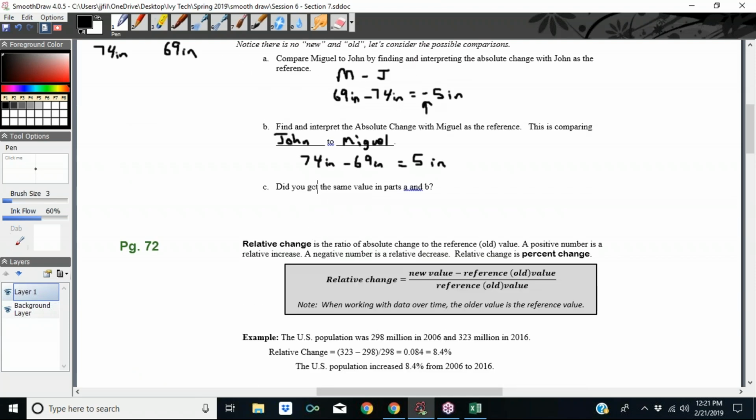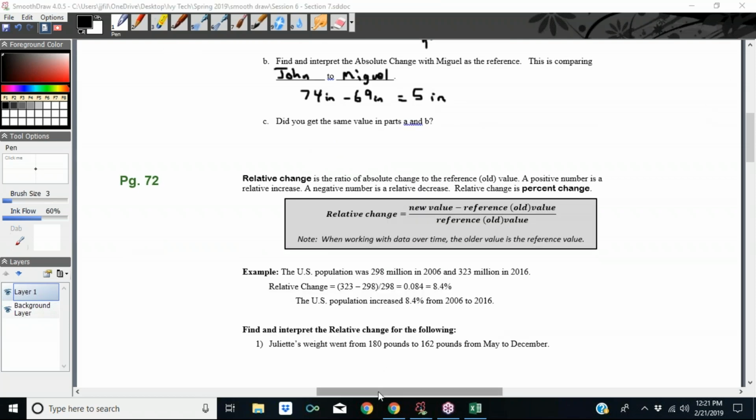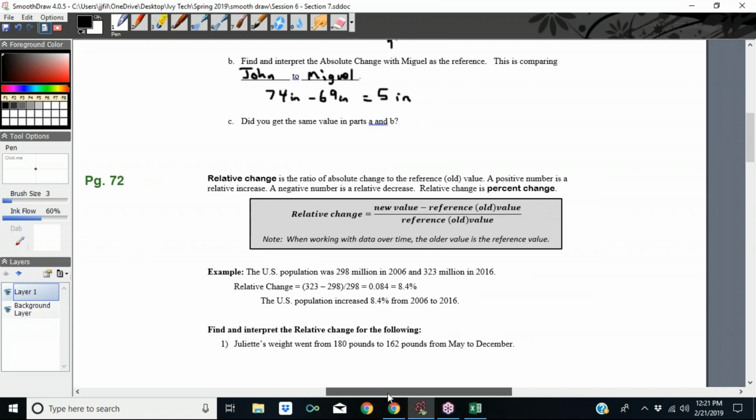So the order of subtraction does matter. And you probably already knew that. So the next one here on page 72, if you follow me over to that page, says relative change is the ratio of the absolute change to the reference or old value. A positive number is a relative increase, a negative number is a relative decrease.